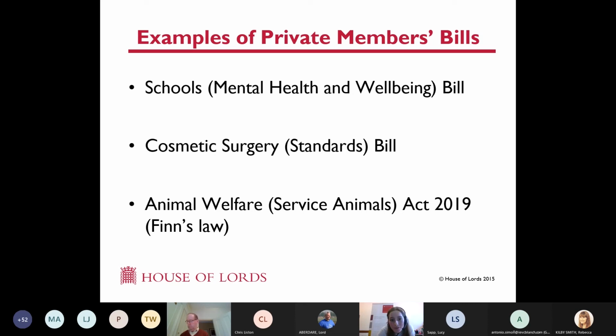And then the third example on this slide is a private members' bill that was successful and became an act of parliament, so became the law. This was the Animal Welfare (Service Animals) Act that became law in 2019. It's also known as Finn's Law. Some of you might have heard of this in the news. This was a private members' bill that was introduced in the Commons by an MP, and it provided animals in public services, like police dogs and police horses, with greater protection. The name Finn's Law comes from Finn, who was a police dog who was attacked while assisting a police officer. That bill was successful and is now law.